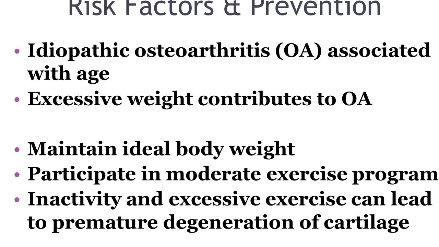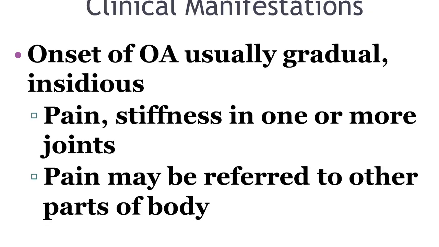It is an idiopathic osteoarthritis that's associated with age, and excessive weight contributes to osteoarthritis. That's why it's really important that as people begin to age, they maintain ideal body weight and participate in a moderate exercise program. Inactivity and excessive exercise can lead to premature degeneration of those cartilages, causing more of that bone on bone. Onset of osteoarthritis is usually gradual, very insidious. Pain develops along with serious stiffness in one or more joints, and the pain can be referred to other parts of the body.